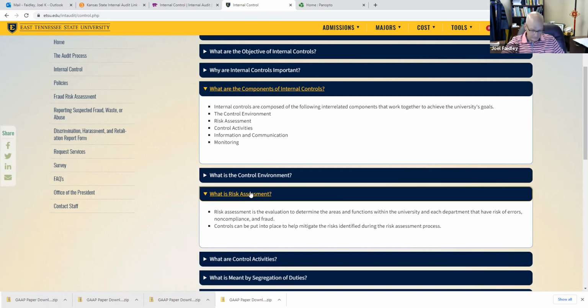What is the risk assessment? ETSU defines it as the evaluation to determine the areas and functions within the university and each department that have risk of errors, noncompliance, and fraud. Three different areas. Errors which are unintentional, noncompliance which may or may not be intentional, and then fraud, right, which is intentional. All that's a part of your risk assessment. And that's described in your text there in 4-7 and 4-8.